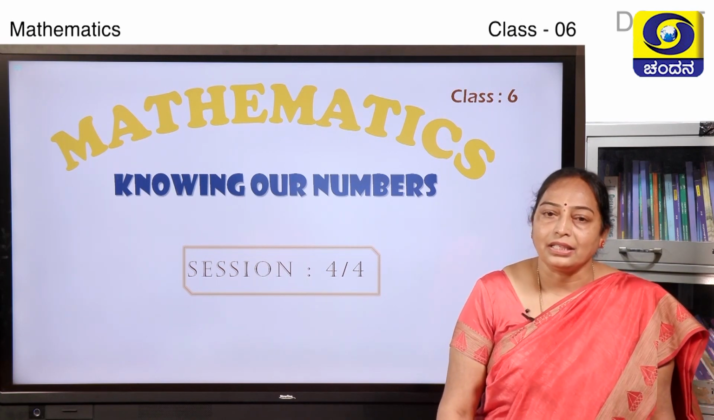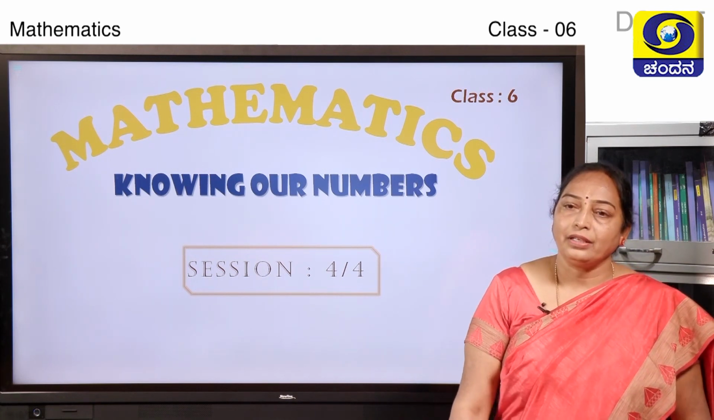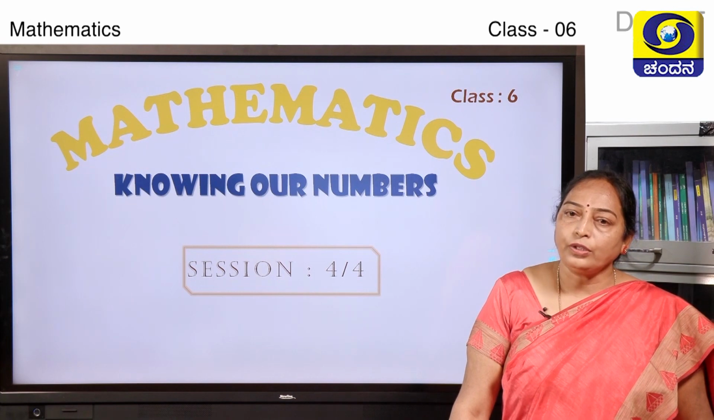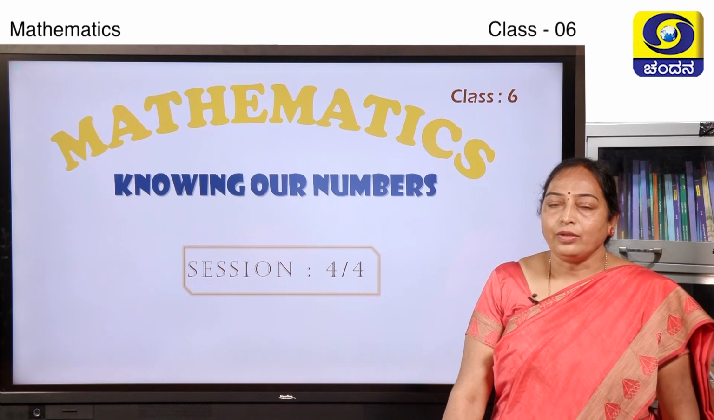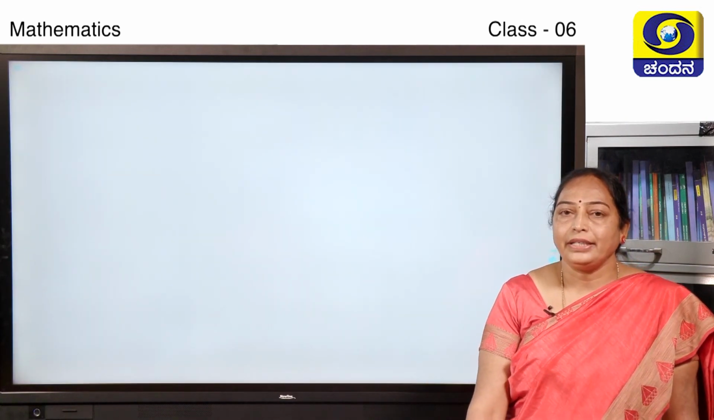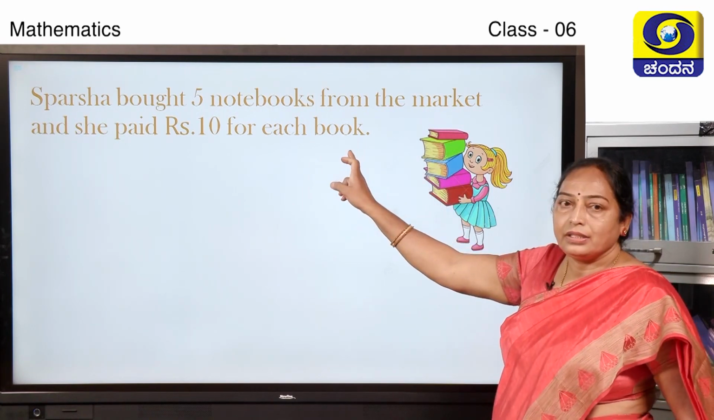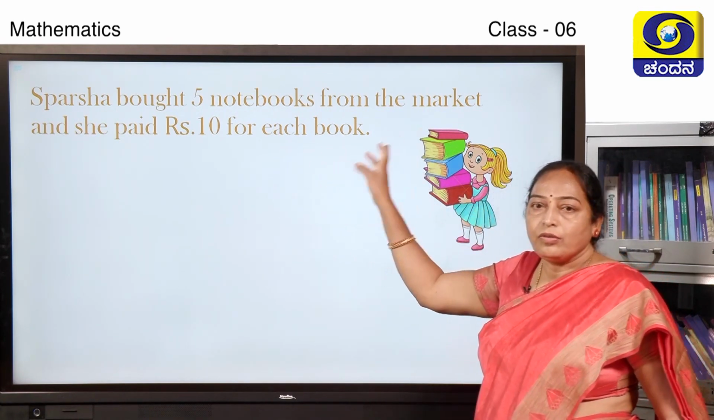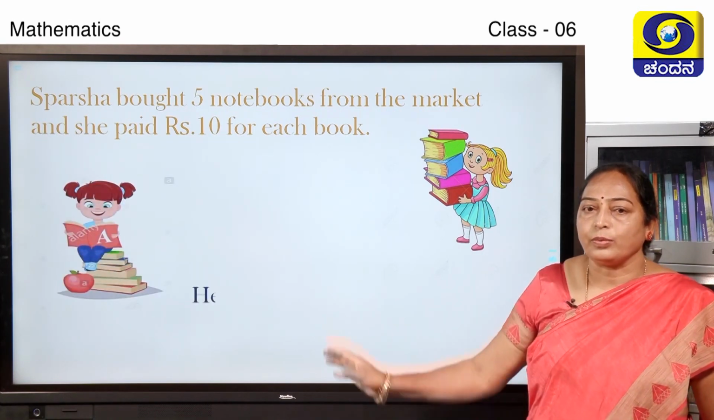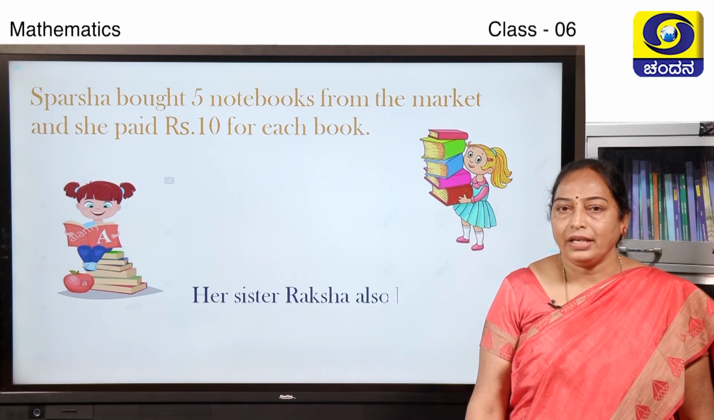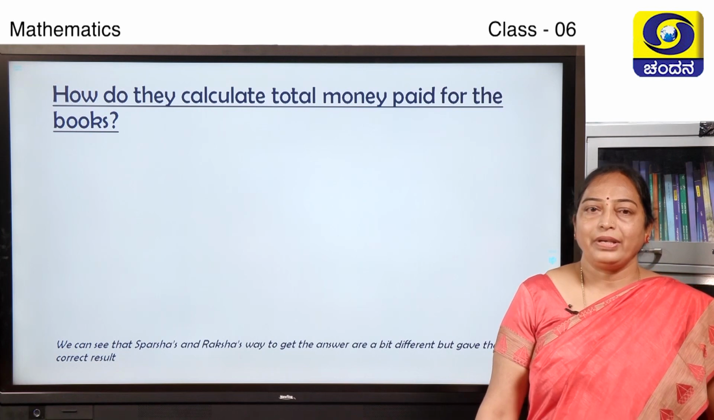In the last class, you learnt about estimation of numbers, but today let us learn about how to use the bracket in mathematical operations. Let us see one situation. My student Sparsha bought 5 notebooks from the market. She paid 10 rupees for each book. And her sister Raksha also bought 7 notebooks from the market. She paid rupees 10 for each book. How do they calculate the total money paid for the books?